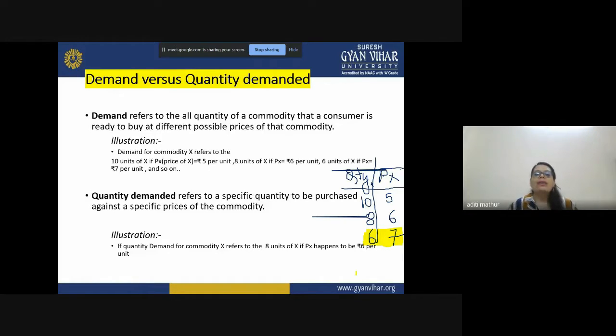So demand will be 10, 8, 6, because they can be bought at the prices of 5, 6, 7, but the quantity demanded can be either 10 units at the rate of 5, or 8 units at the rate of 6, or 6 units at the rate of 7 only, right? So I do hope you have understood the difference between quantity demanded and demand.